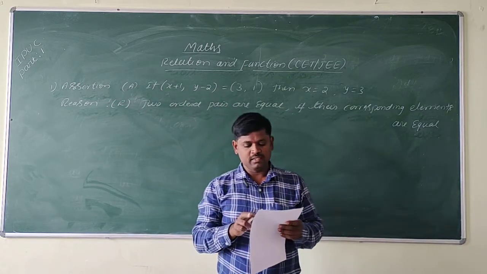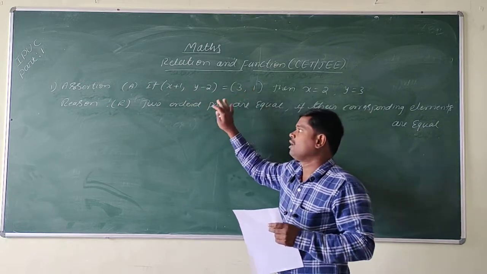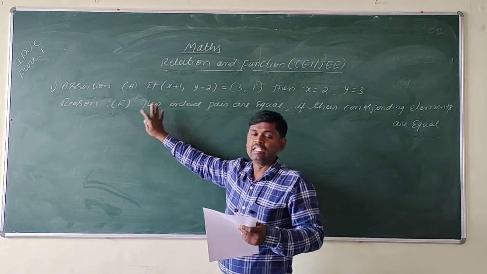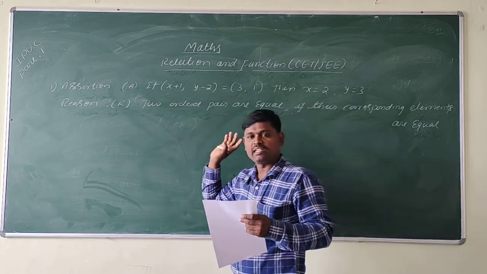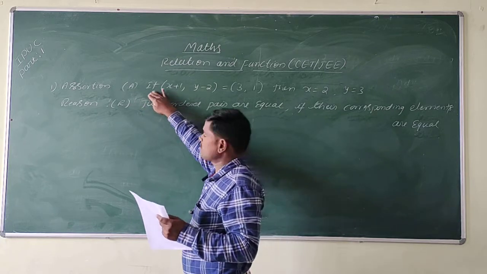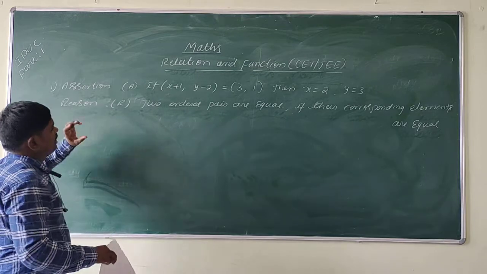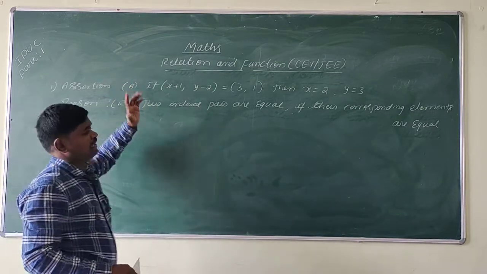And option C is A is correct, that means the assertion is correct, but the reason is incorrect. And option D is R is correct, the reason is correct, but the assertion is incorrect. So first we understand the question properly.